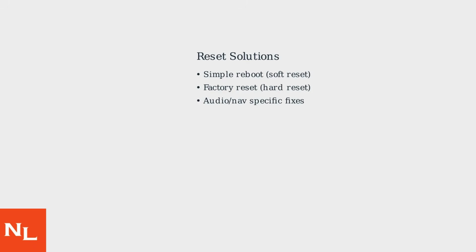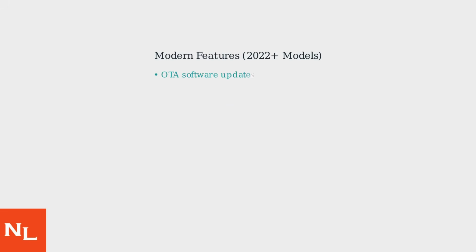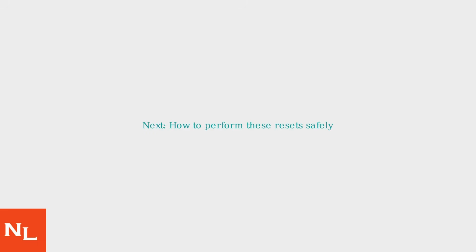Methods range from simple reboots that clear temporary glitches to factory resets that restore the system to its original state. Newer Traverse models from 2022 onward include over-the-air updates and built-in reset features in the settings menu, plus battery monitoring to prevent power-related issues. These reset methods apply to most Traverse models and can resolve common infotainment issues effectively.